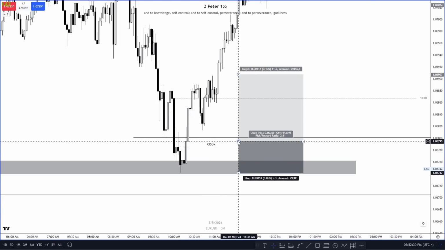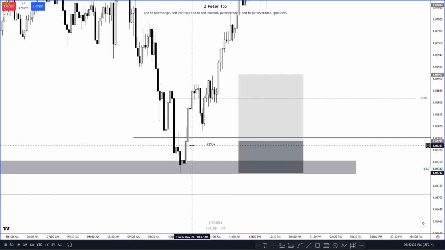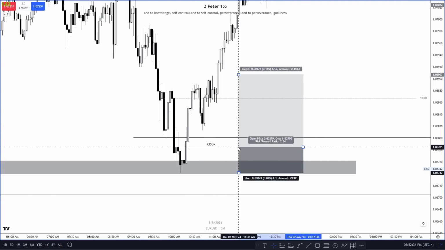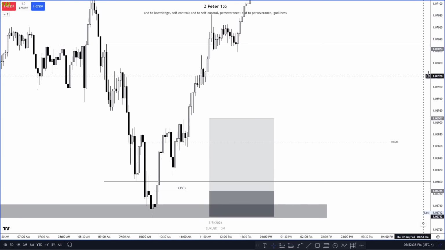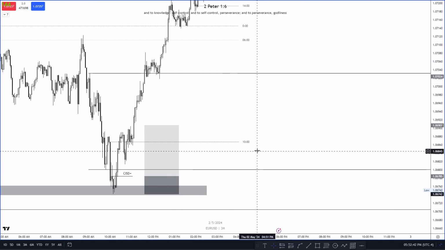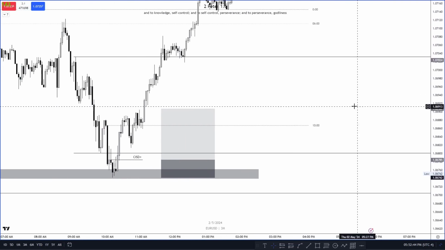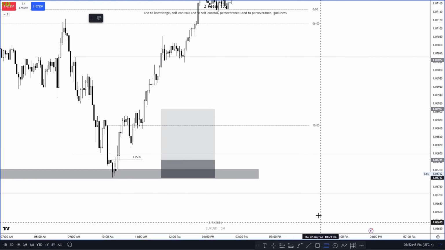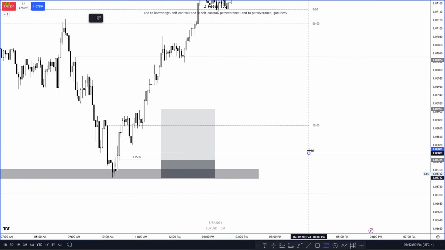You enter off here. If you wanted to enter off the order block, you can see it trace down into the order block. You get your order block entry right here. Where can you target? Equilibrium of your CRT. This is our 10 o'clock. This is our 9 o'clock candle. Equilibrium of that.